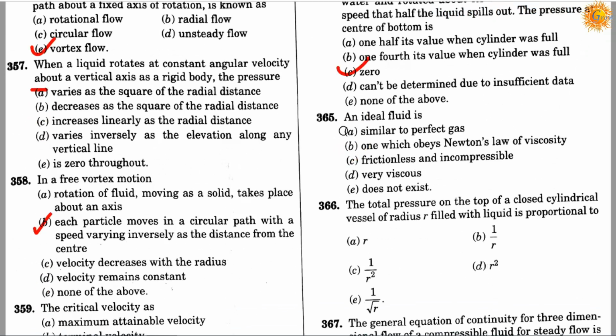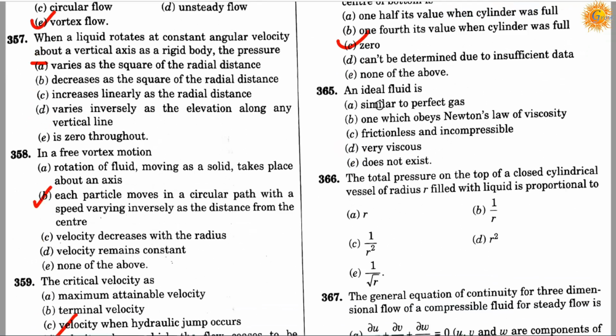Question number 365. An ideal fluid is: option A, similar to perfect gas; option B, one which obeys Newton's law of viscosity; option C, frictionless and incompressible; option D, very viscous; option E, does not exist. So correct answer is C, it will be frictionless and incompressible.